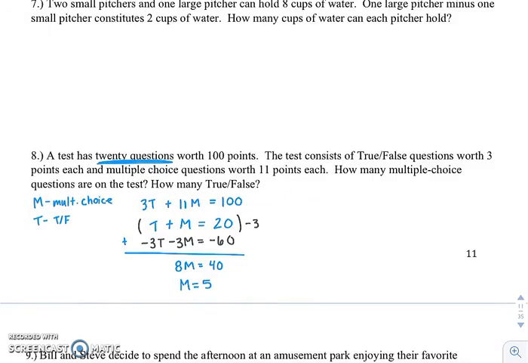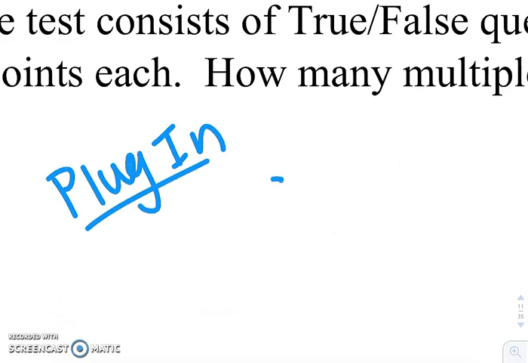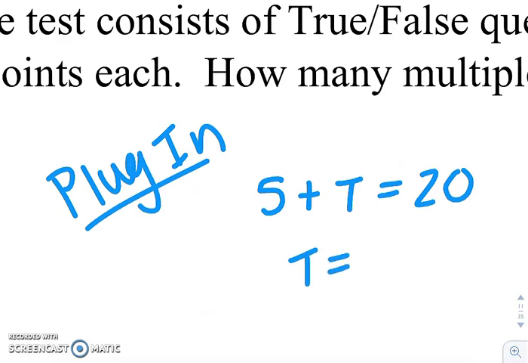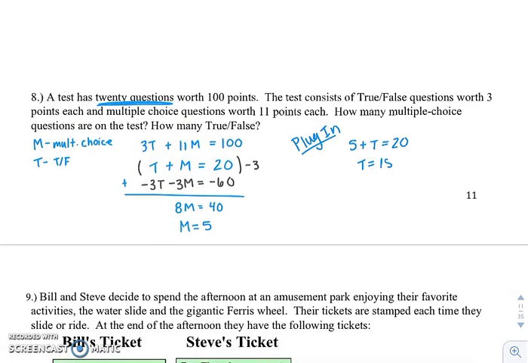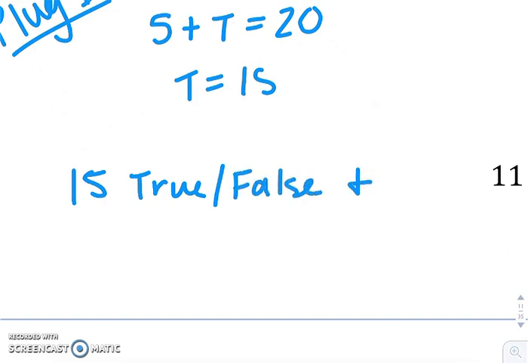Hopefully in your head, if you know there are 5 multiple choice questions and 20 questions on the test, you can tell how many true/false there are. But we will plug it in. 5 plus the true/false has to equal 20. If you subtract 5, true/false is 15. So 15 true/false questions and 5 multiple choice questions on the test.